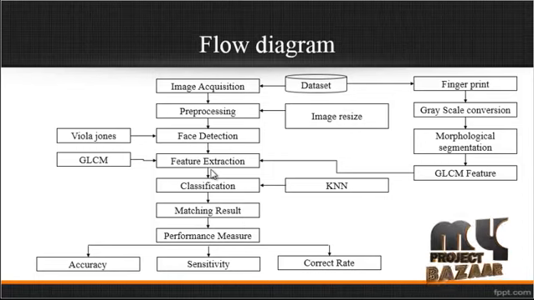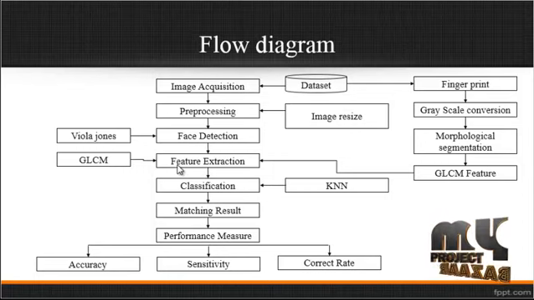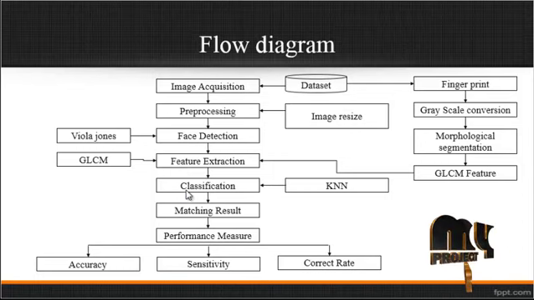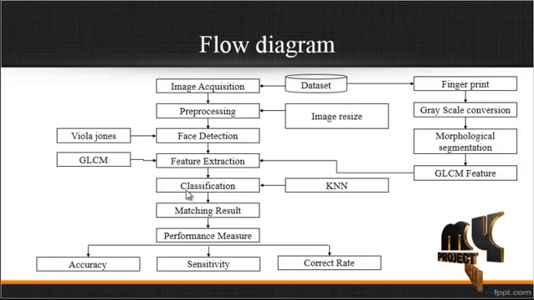After that, feature extraction. In this feature extraction, the common algorithm GLCM, gray level co-occurrence matrix, is used for both the face as well as the fingerprint to extract the features from the images. After extracting features from these two images, we combine these two features to generate the test feature. After generating the test feature, we move to the next stage, that is the classification. In this classification stage, it will classify whether the input person is authenticated or not. If the person is an authorized person, it will display the message authorized, or else it will display the message unauthorized person.